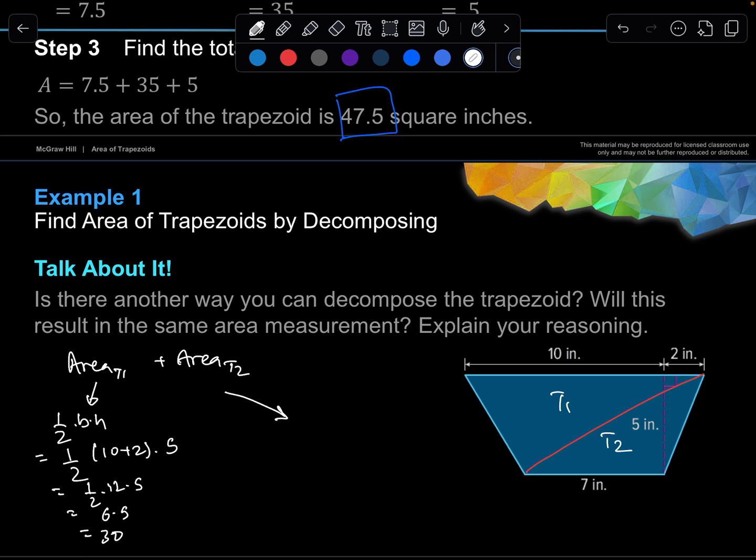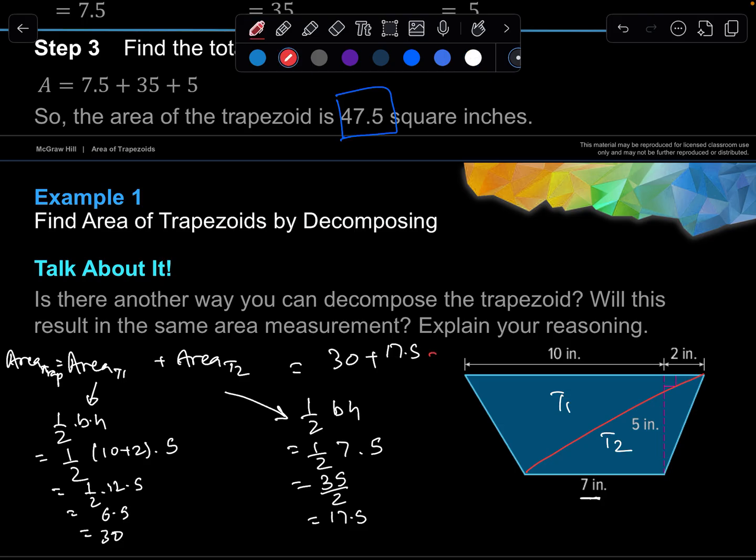And area of T2 is, again, half BH, which is half. My base this time is 7 inches, times height is 5. So that's 35 by 2, or 17.5. So my area of the trapezoid equals 30 plus 17.5, which is equal to 47.5 square inches, which matches what we saw earlier.